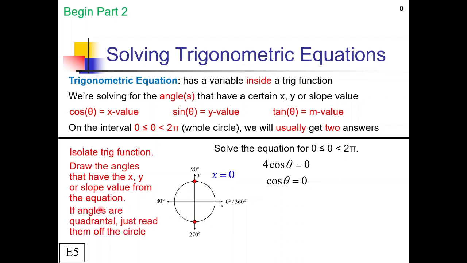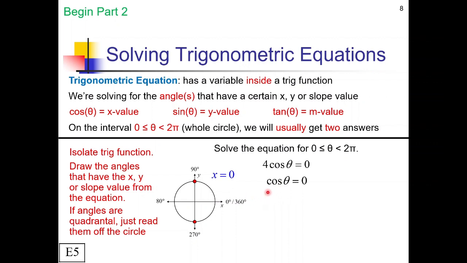If those angles you've just drawn are quadrantal angles like these ones, you can just read them off the circle and express your answer in radians, because that's what this means here. If they're not quadrantal, stay tuned and we'll worry about that in the next example. So pause the video and see if you can finish this one and see which angles solve this equation.